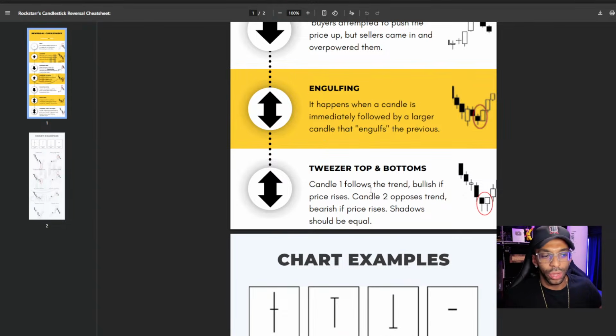So for example, we didn't go over tweezer tops and tweezer bottoms today, but I do have that here on the cheat sheet for you guys. So tweezer tops and tweezer bottoms should be equal.